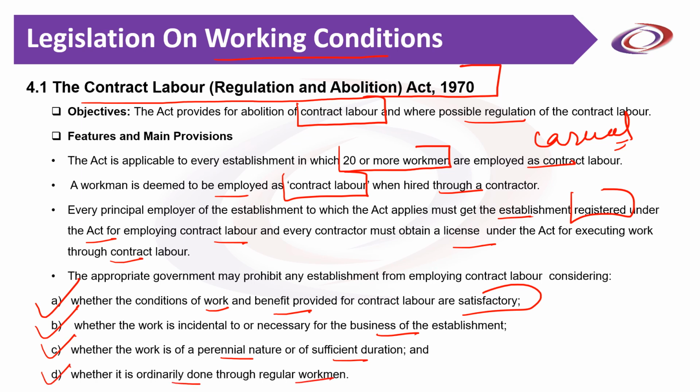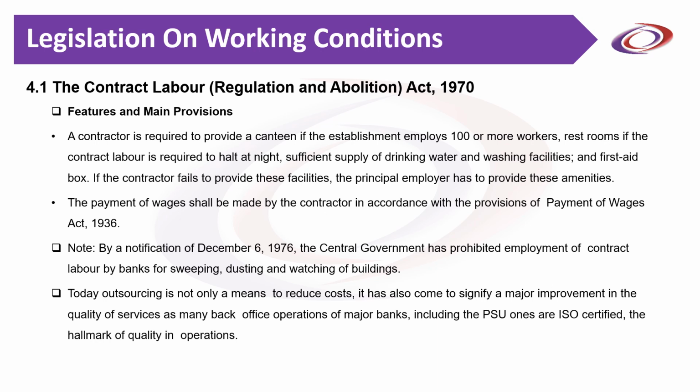So these are the conditions. If the regulatory body is satisfied of the conditions and the reasons for the contract, then only the license will be provided to the employer. In this situation, some of the facilities that the contractor is required to provide is they should provide a canteen. If the establishment employs 100 or more workers, restroom should be there.